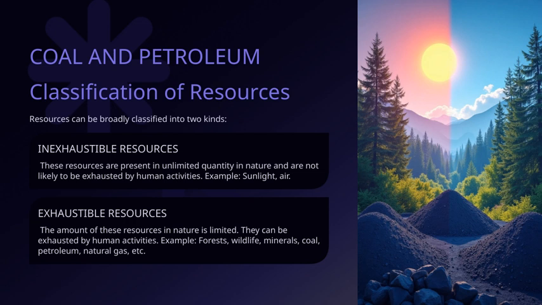Human activities can deplete these resources over time. For example, forests, wildlife, minerals, coal, petroleum, and natural gas all fall into this category. Understanding this classification helps us see the importance of conserving exhaustible resources, while also recognizing the endless availability of inexhaustible ones. It ties into the overall theme of sustainable resource management, ensuring we use our resources wisely for future generations.